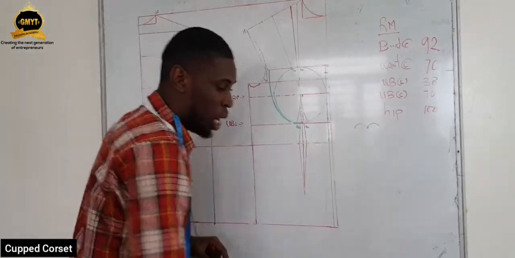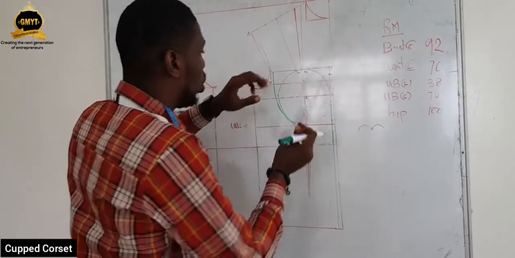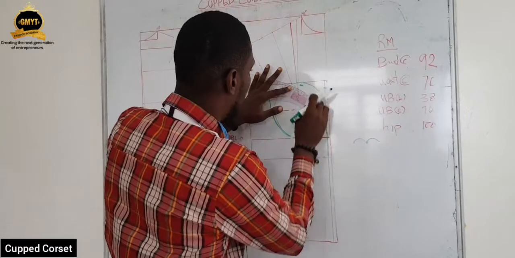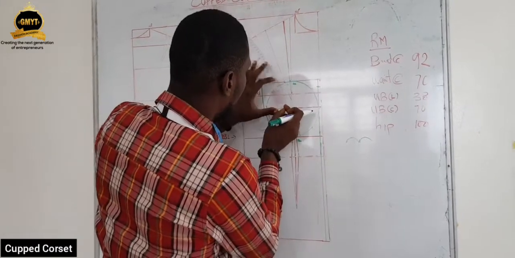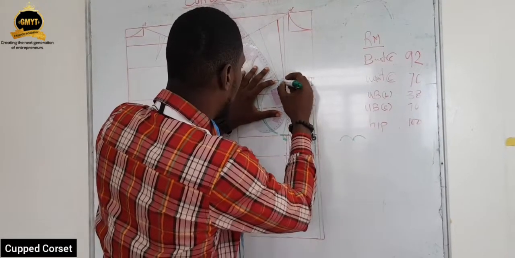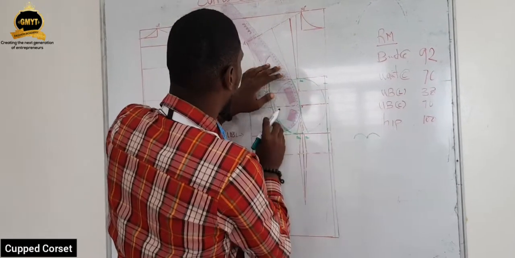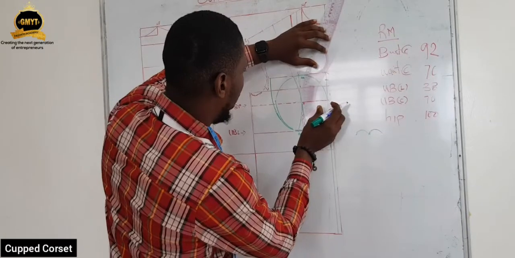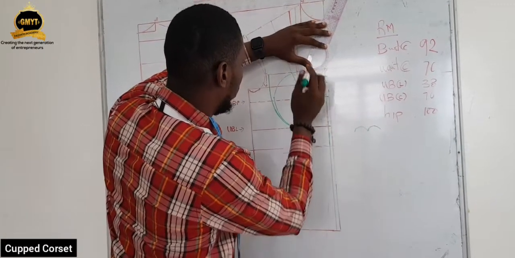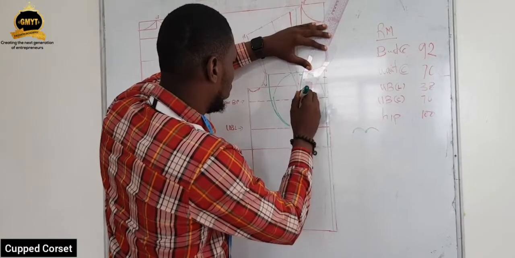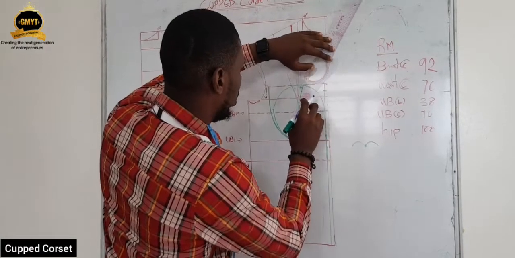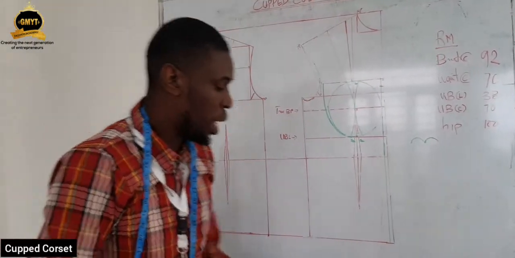Do you see? And then you connect it back to the point X, using your French curve. The same thing on the other side. You see the way we have it here.